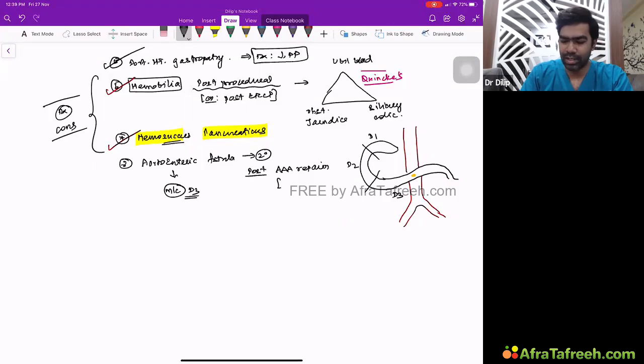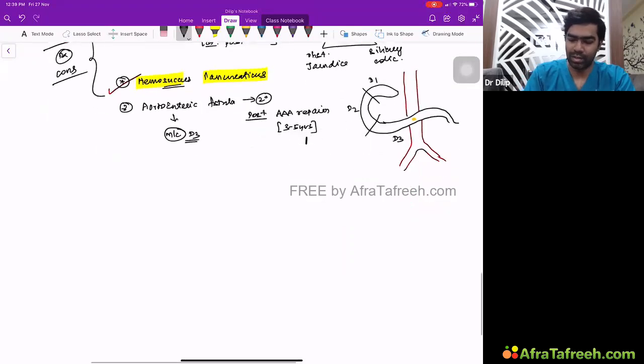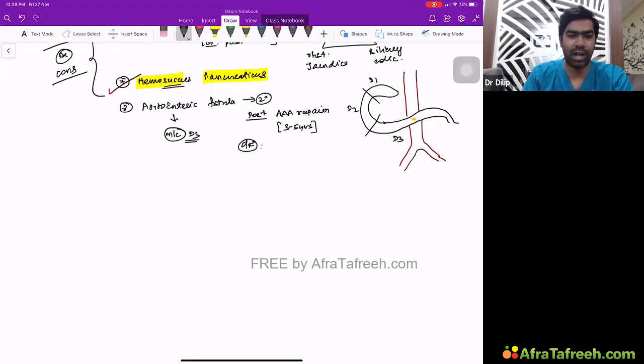So what is the characteristic timing? Usually 3 to 5 years after a AAA repair, you might encounter this kind of complication. Clinical feature wise, usually there will be a transient initial self-limiting bleeding. Initially they won't bleed too much. There will be a warning bleed, a warning self-limiting bleeding.